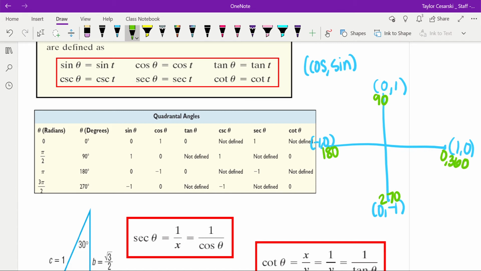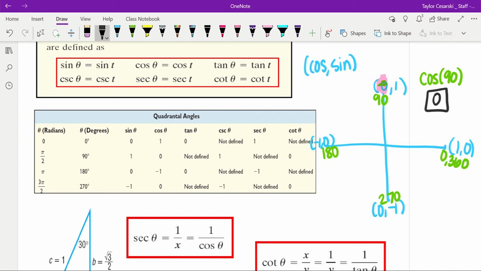Well, knowing that x is cosine and y is sine, if I asked you to find, for example, the cosine of 90 degrees, I would go up to 90 degrees on my unit circle, and I'm looking then for the x value, because that's what corresponds to cosine. So what is the cosine of 90 degrees? That would be 0.